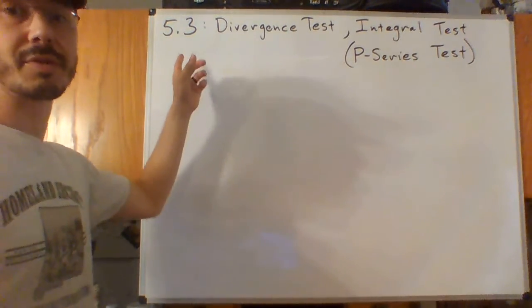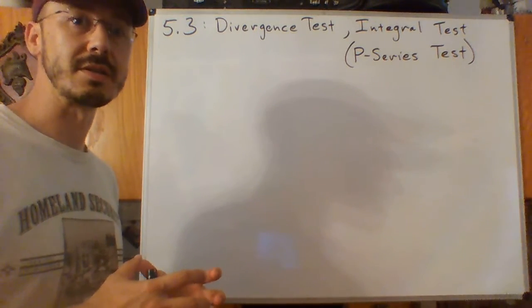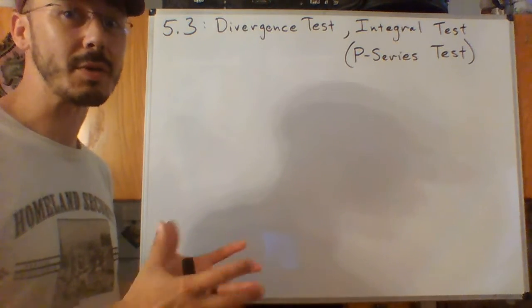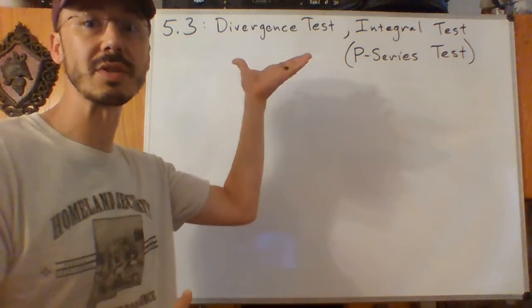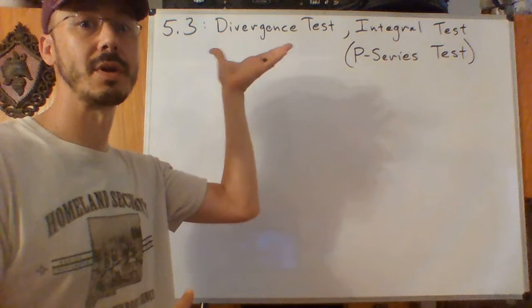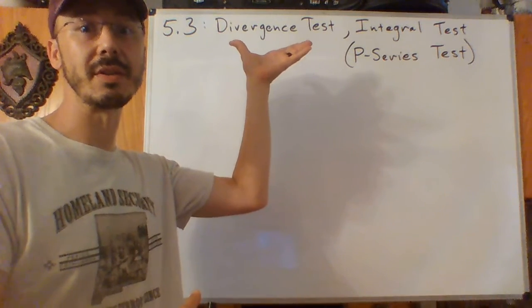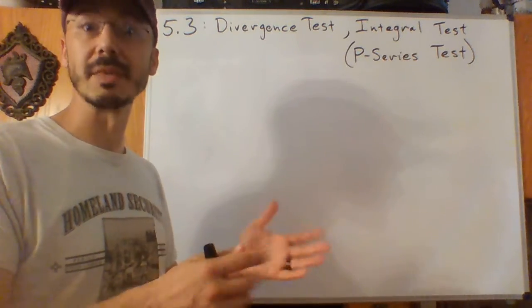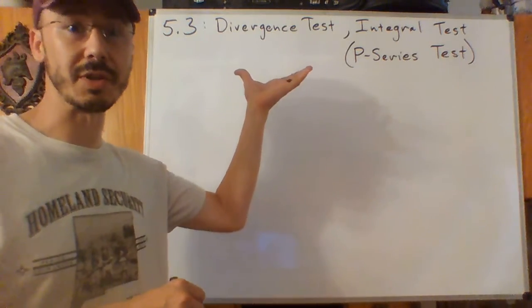In this section, 5.3, we're going to look at some of the tests that we can use to decide if a series is convergent or divergent. They're not always conclusive, so we have to have a few different tests, but the first we'll look at is the divergence test, which is a pretty simple test for divergence. It either tells us that the series is divergent or keep looking. It's never going to tell us that a series is convergent.